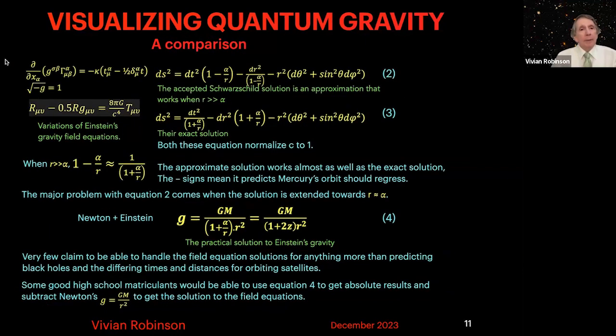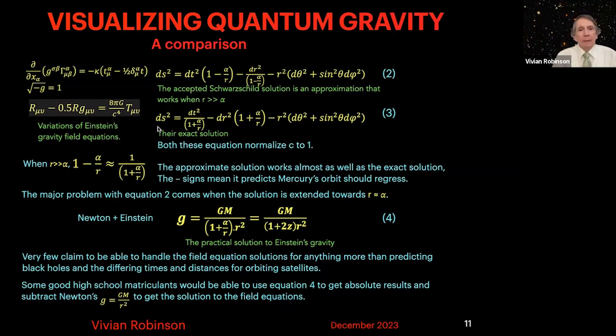Here I just repeat these variations of Einstein's gravity field equations. So complex to follow that those who believe they did follow it derived the accepted Schwarzschild solution. It's an approximation that works when r is much, much greater than alpha, with one exception. The negative sign means it predicts Mercury's orbit should regress. I mean, what's a minus sign between friends in maths?